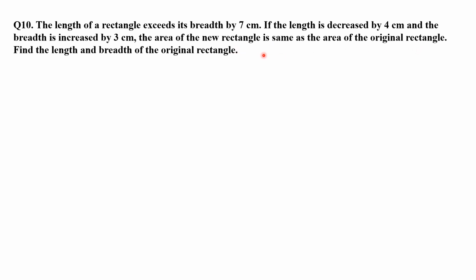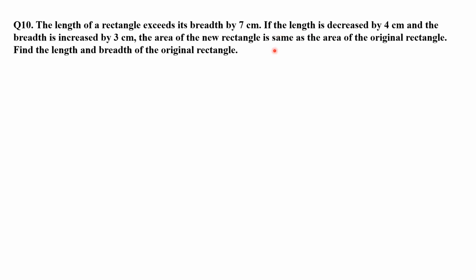Now, why is it given new rectangle and original rectangle? Original rectangle means the first statement. Okay, where it is given length exceeds the breadth by 7 centimeter. So this is one rectangle. Then if you increase or decrease the length and breadth, you are going to get a new rectangle, right? So that's what it is given. The area of the new rectangle which you will get when you decrease the length by 4 and increase the breadth by 3 is the same as the area in the first case. And then you have to find the length and breadth of the original rectangle.